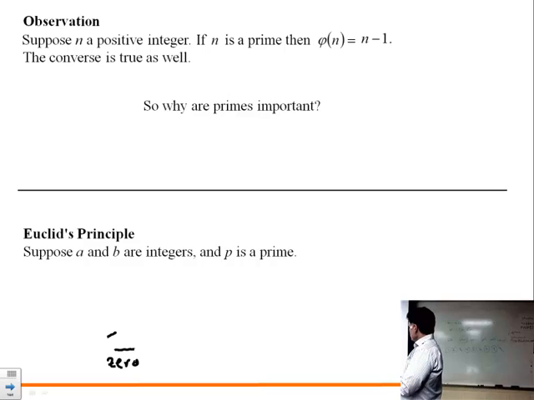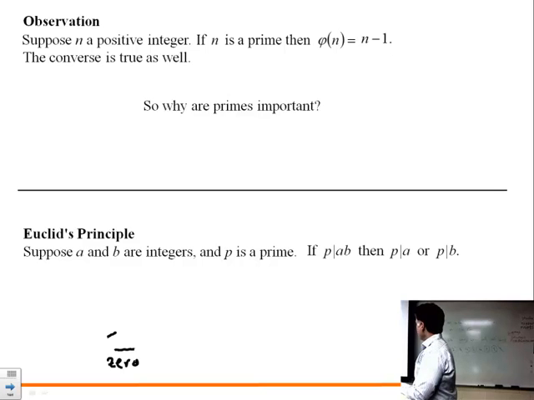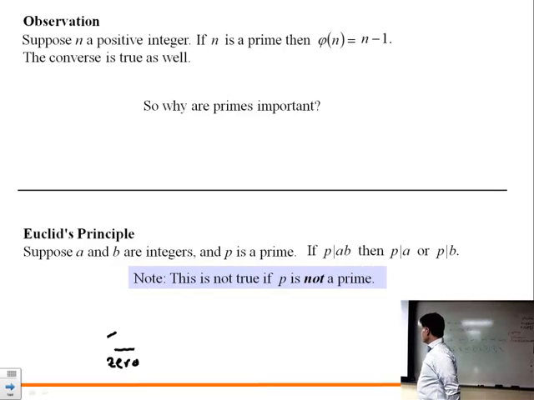So Euclid's principle is as follows. Let's suppose a and b are integers, and p is prime. If p divides the product, then it has to divide either a or b. This is true for prime p. It will not be true if p is not prime. So this is Euclid's principle. It says that basically you can't take a and b together and mix them up and pull out a prime that way that you could not have already pulled out of either a or b. So if p divides the product, it has to divide either one of the two factors.